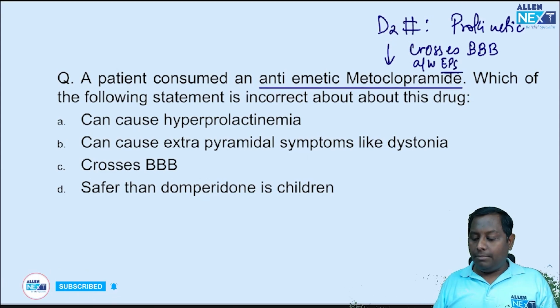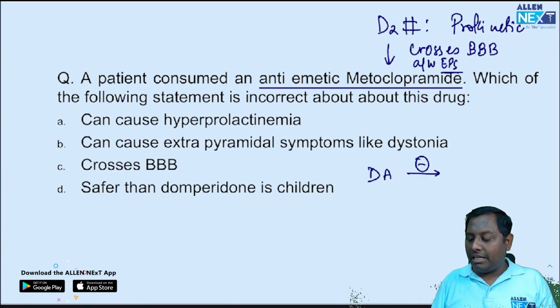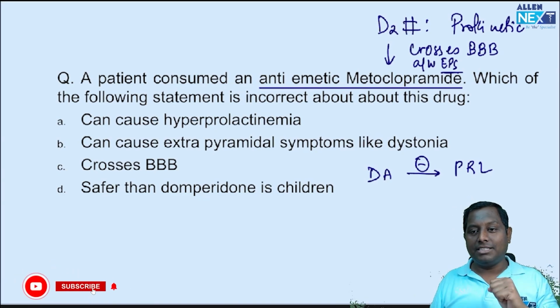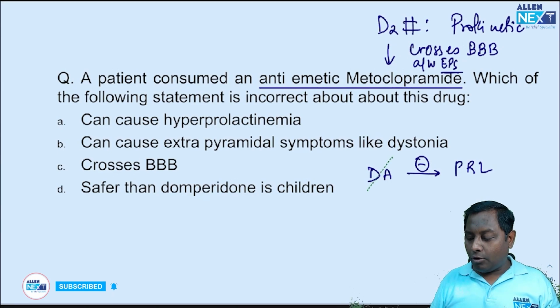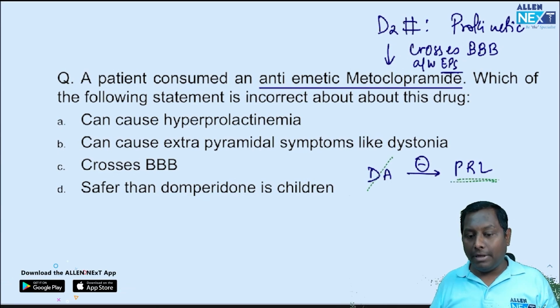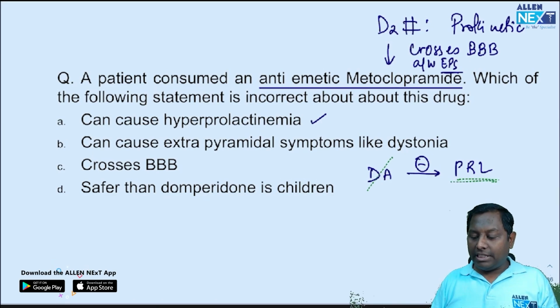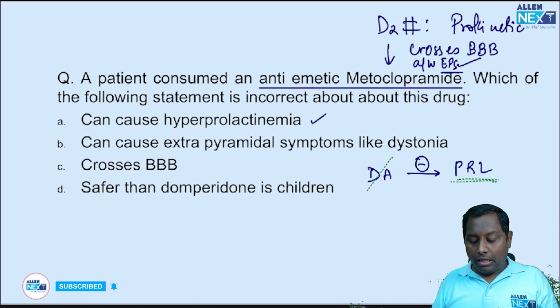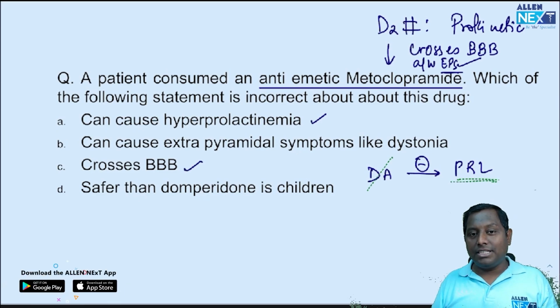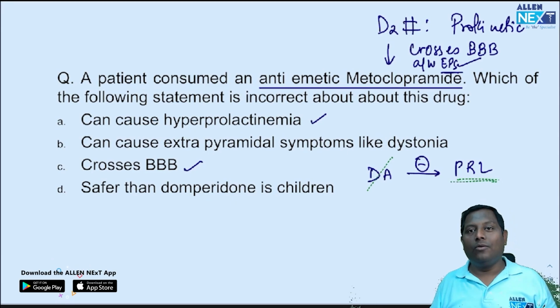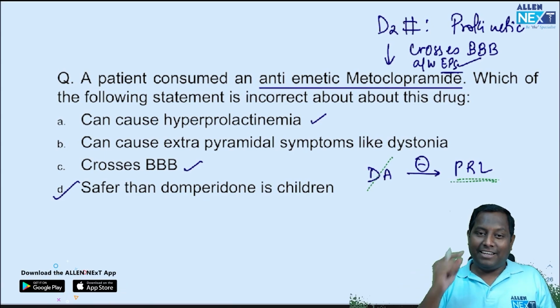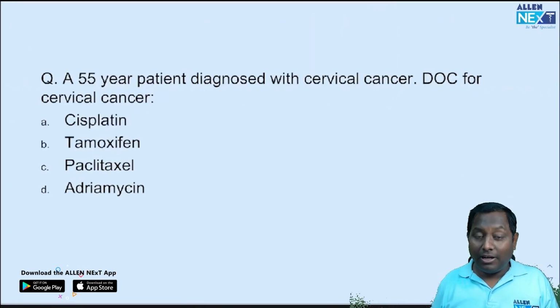So can it cause hyperprolactinemia? See, dopamine always has an inhibitory effect on prolactin. Dopamine always keeps prolactin in check. Now if dopamine is inhibited, prolactin level will automatically be high. So hyperprolactinemia, yes. Can it cause extrapyramidal symptoms? I just mentioned yes. It will cause extrapyramidal symptoms like dystonia, akathisia. It crosses the blood-brain barrier; that is how it causes CNS symptoms. Is it safer than domperidone? No, it is not safer than domperidone. Domperidone is safer because domperidone does not produce extrapyramidal symptoms like dystonia, akathisia, oculogyric crisis.